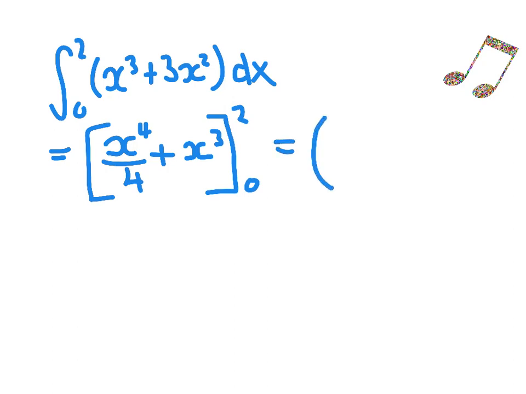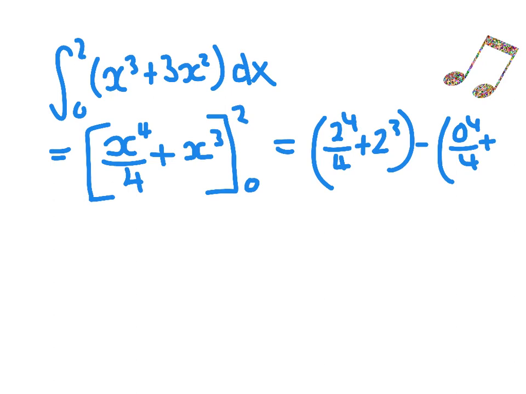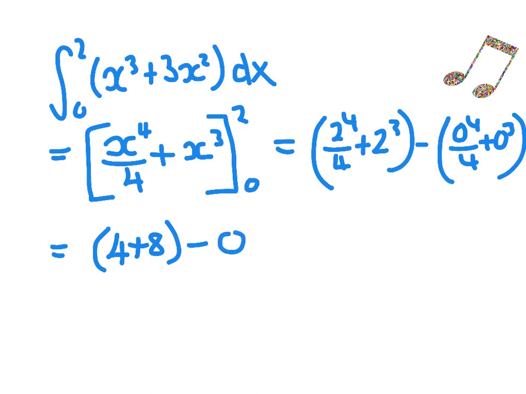So round brackets here, 2 to the power of 4 over 4 plus 2 cubed. Take away 0 to the power of 4 over 4 plus 0 cubed. 2 to the power of 4 is 16. 16 divided by 4 is 4. So that's 4 plus 8 in the first bracket. Take away nothing, which gives us an answer of 12.